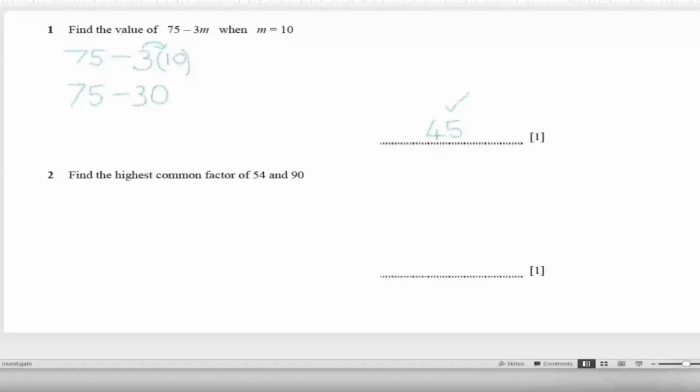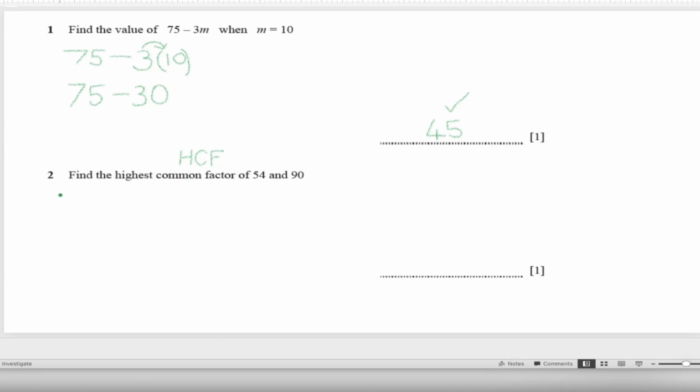Find the highest common factor of 54 and 90. The highest common factor, or the HCF, let me write that down, HCF, is the biggest number that divides into both 54 and 90 exactly. So one good way is to use prime factors.